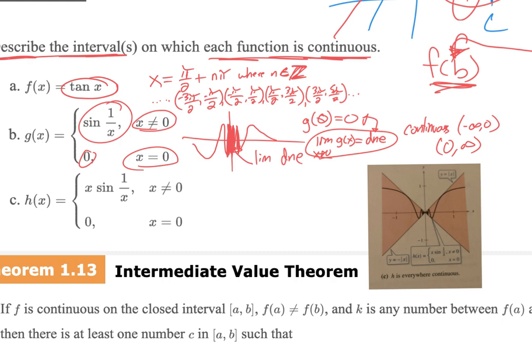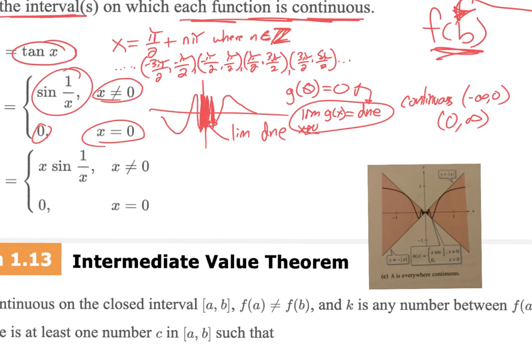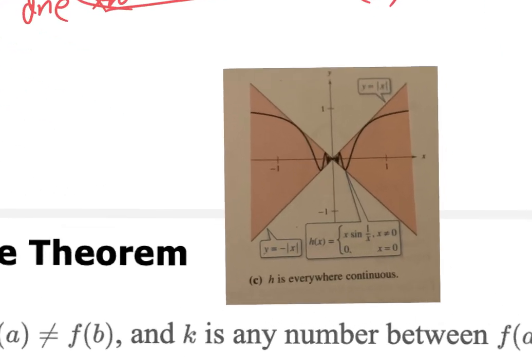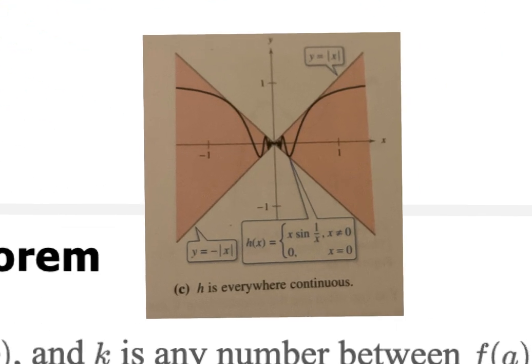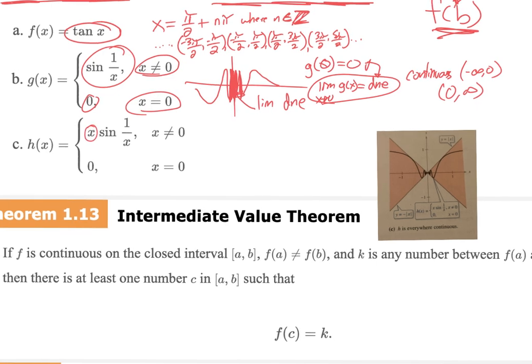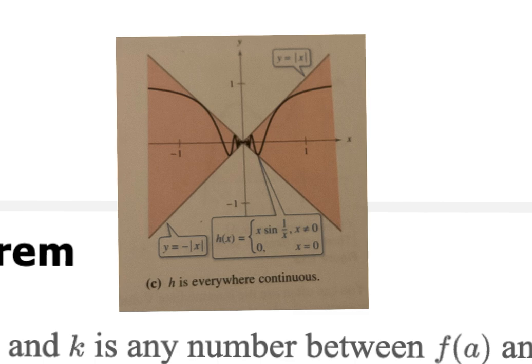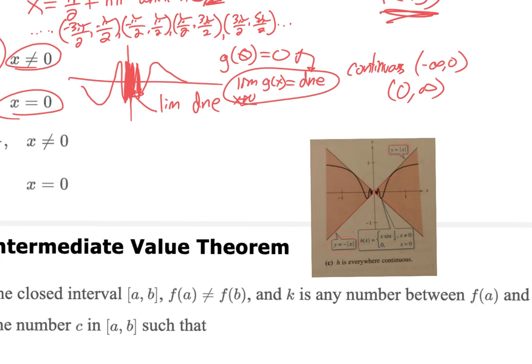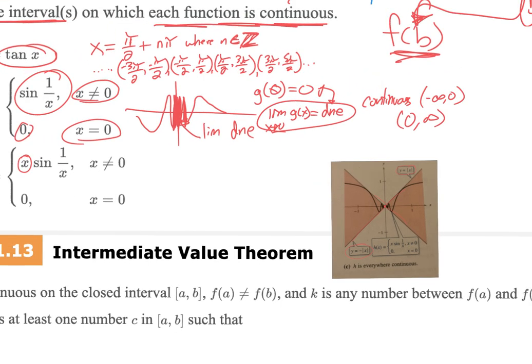Now for this last one, h of x, I'm going to show you this graph here. This comes from the book because it's similar to the second one, except we have this factor of x, and that changes it totally. And as we see here, we can set two functions, y equals absolute value of x and y equals negative absolute value of x, and we can use the squeeze theorem to say that the limit does exist. So now because this limit exists and that limit is 0, we don't have the problem with the previous one, and so this is continuous everywhere.